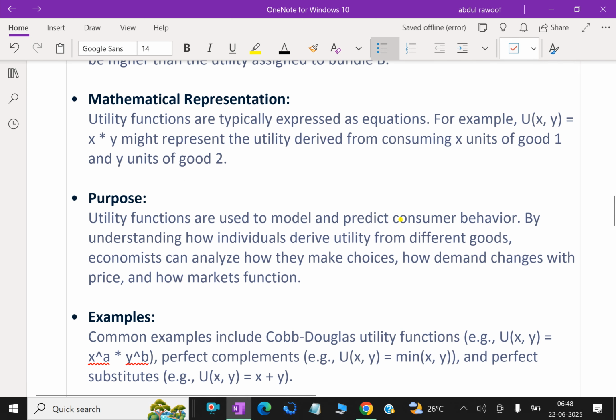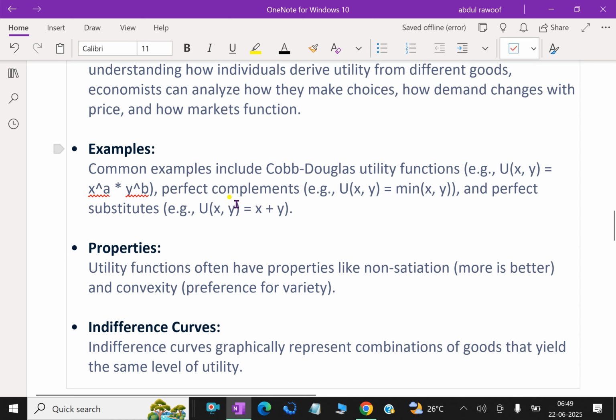Mathematical representation. Utility functions are typically expressed as equations. For example, u of x comma y, the utility function in terms of x and y, is equal to x into y. Suppose this is an example, such a function might represent utility derived from consuming x units of good 1 and y units of good 2.